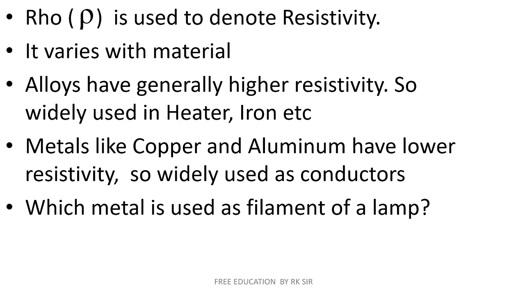Which metal is used as the filament of a lamp? Can you answer? Just stop the video and write in a comment. It's tungsten, W. Now why is the symbol of tungsten W? Because its German name is Wolfram, and W comes from there, so it is known as Wolfram or tungsten. Tungsten is used in the filament of a lamp, and neon and argon gas are also kept inside so that no oxidation of the filament takes place. It lasts for a long time.